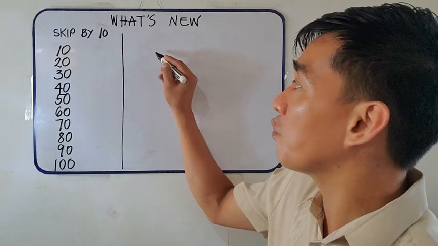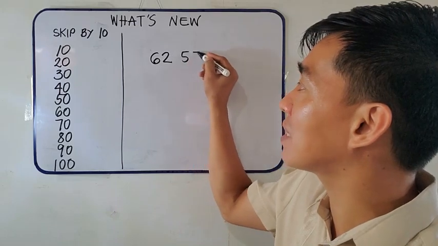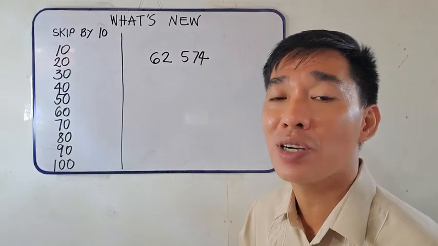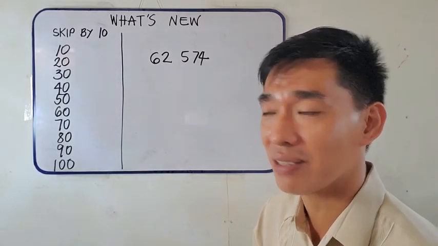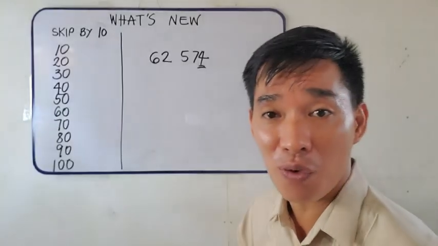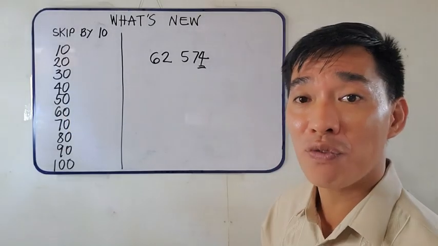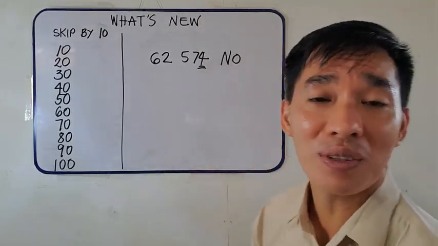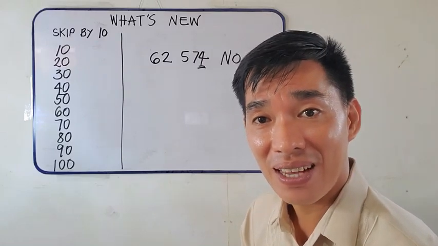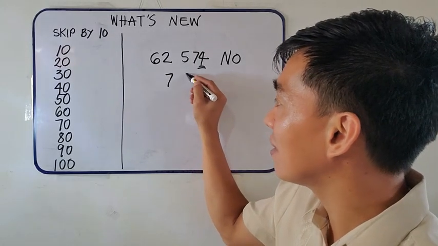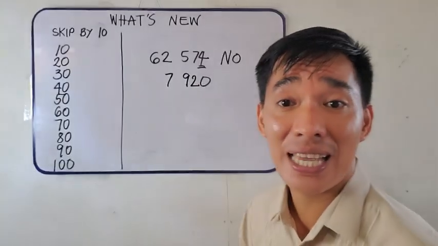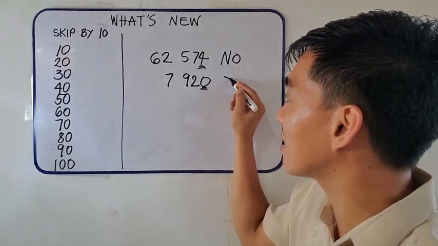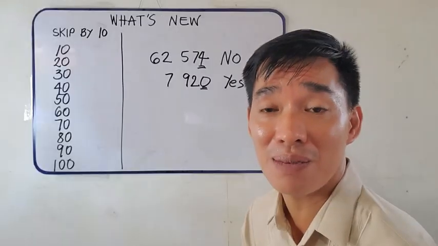For example, if we have 62,574, no matter how big the number is, you just try to look at the last digit. The last digit of this number is 4. It's not 0. Therefore, our answer is no, that is not divisible by 10. How about this one? 7,920. Is that divisible by 10? Obviously it is, because the last digit is 0. So, that's divisible by 10.